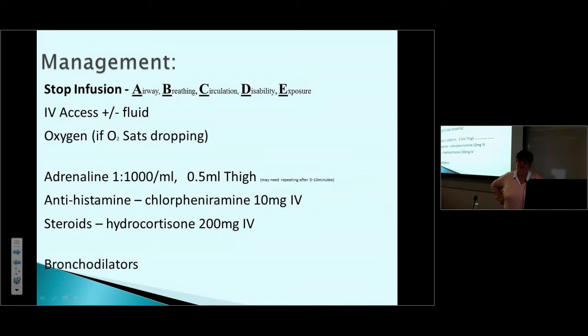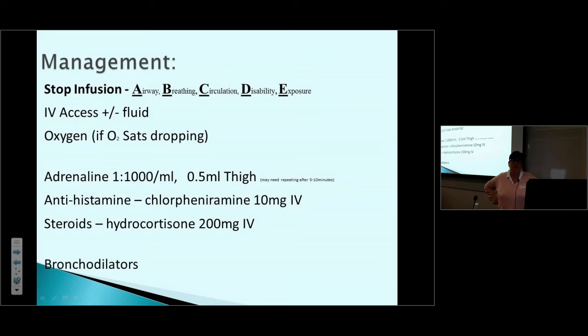When it comes to your adrenaline, check with your local policies, but the first dose in certain places will be covered by a patient group directive. So as long as you've had your training and are able to give it under a patient group directive, you can give that 0.5 mils. The rest of it then needs to be checked with the doctor and prescribed. And then bronchodilators if required.